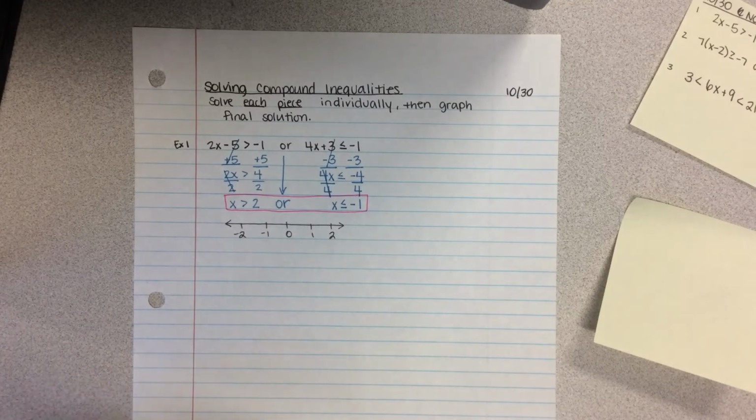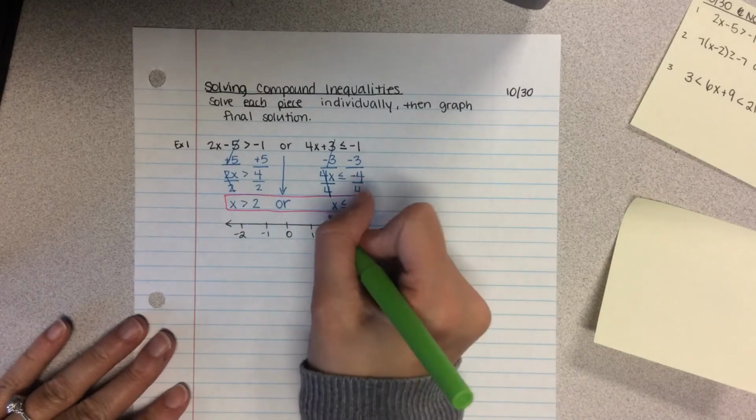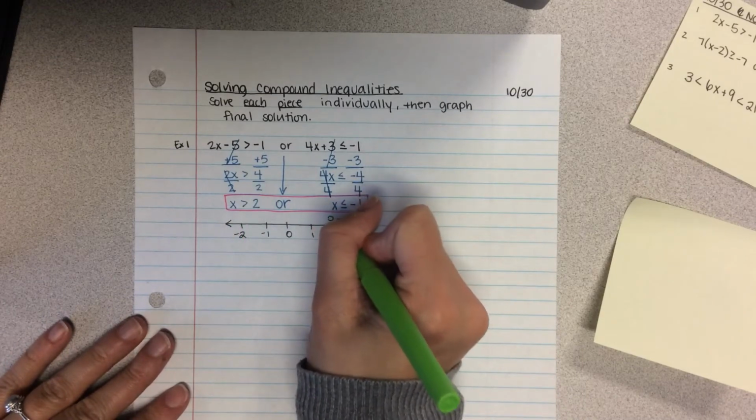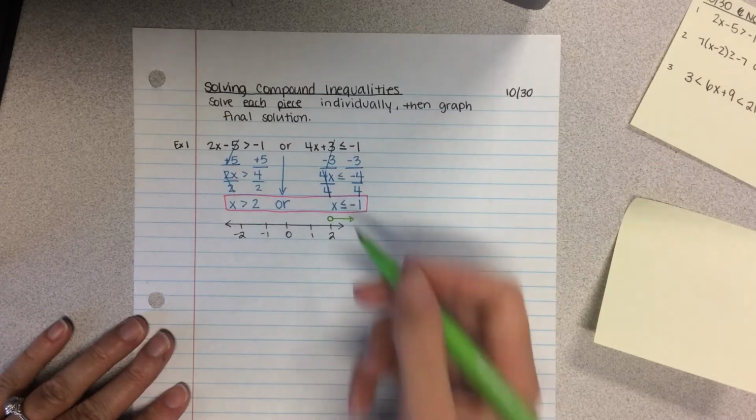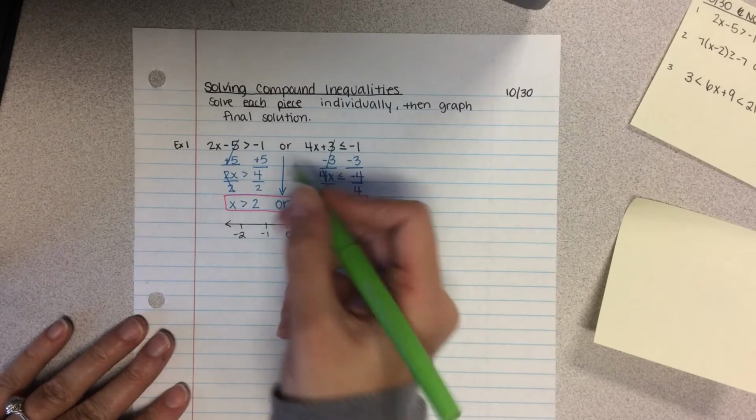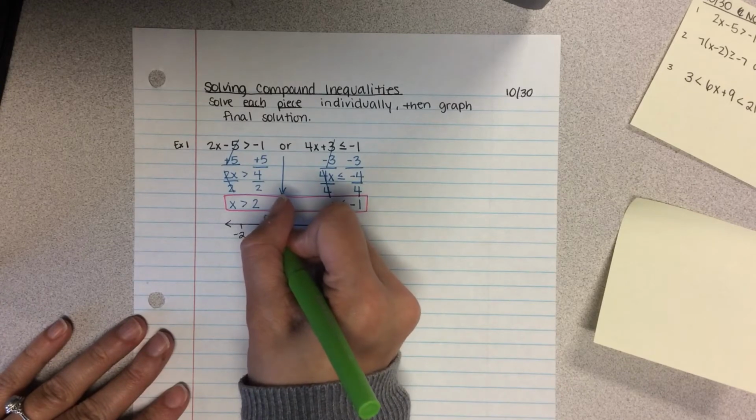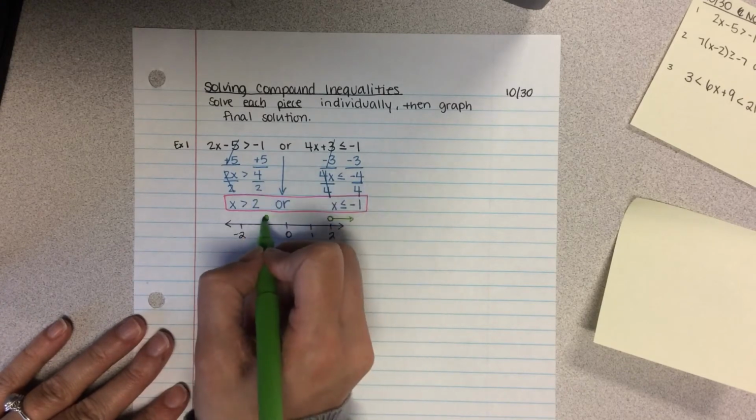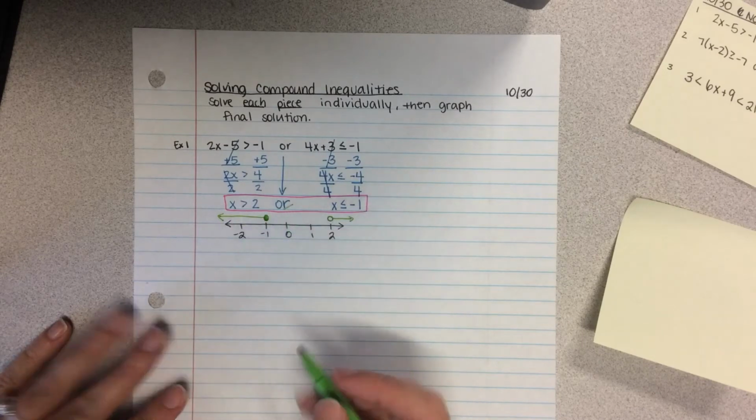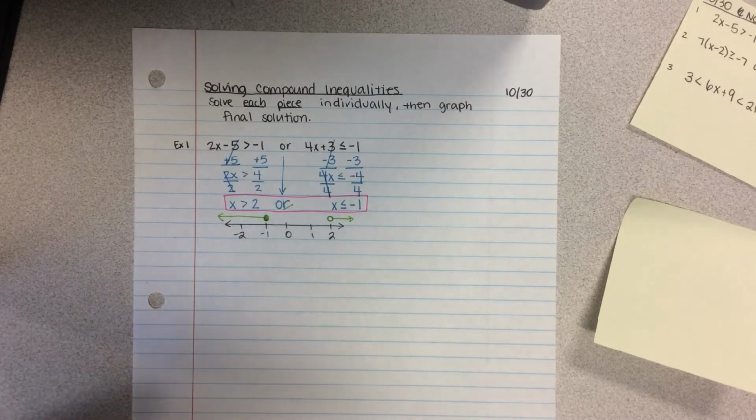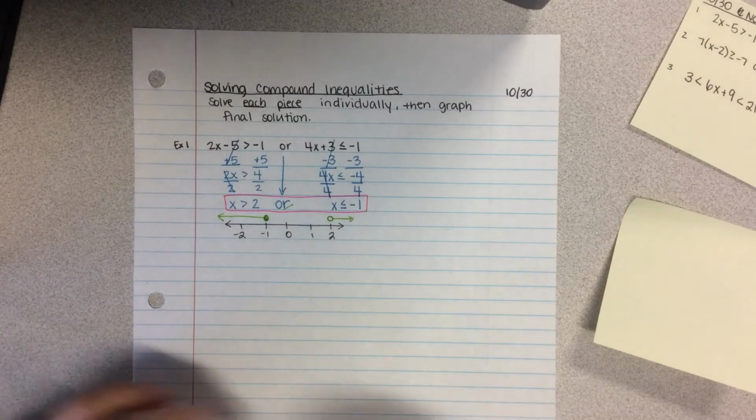I'm going to use a different color. So I have x is greater than 2. So I have a point here at 2, it's open, and my line goes to the right. Then I have x is less than or equal to -1, so I have a closed point at -1, and my line goes to the left. It's an or statement, so I want all of my answers, so that's our final solution.